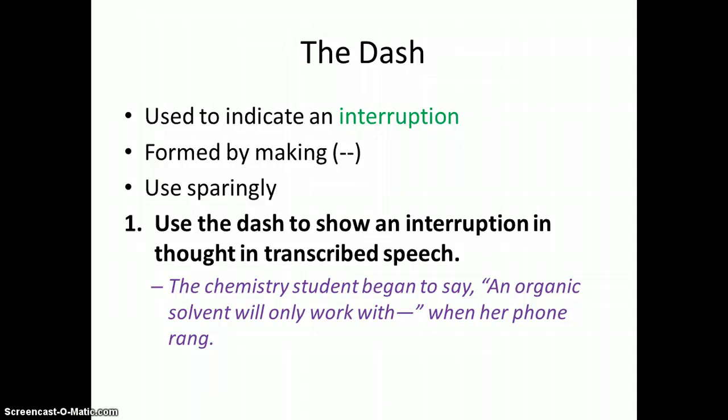So our first reason for using the dash, if you have an interruption in thought or an interruption in speech that's written down, say you're in a play and you see a dash at the end of your line in a script, that means that the person who comes in after you is supposed to interrupt you. And we see this sometimes in short stories or novels when we're using dialogue. This means that the person is interrupted by something else or someone else. So look at this example. The chemistry student began to say, "An organic solvent will only work with—" when her phone rang. So that dash at the end is telling us that she is abruptly cut off by this other item, her phone.